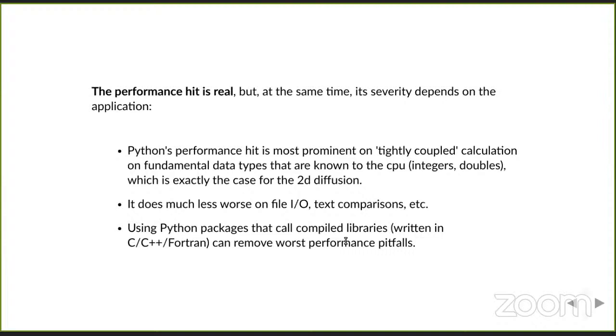Now, if you don't have such a tightly coupled calculation, or if you're doing a lot of file reading or text comparisons, or you're calling Python packages that depend on compiled libraries, so the libraries might be written in C, C++, or Fortran, then those libraries are as fast as C, C++, and Fortran. And if that's doing most of your work, you're fine. So if you're doing, say, machine learning, and you're using scikit-learn, for instance, and one of the functions in there goes to a compiled bit of code, it doesn't matter that Python is slow because you're not really executing Python code.